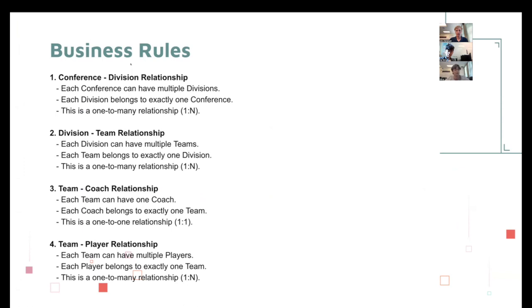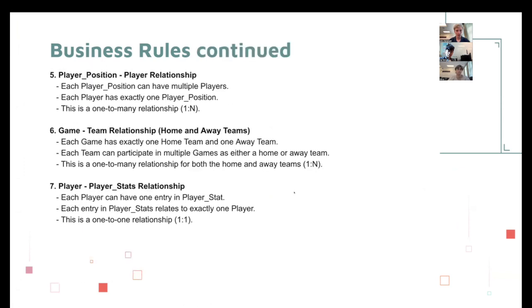And then number 4, we got the team to player relationship. Each team can have multiple players. Each player belongs to exactly one team. And that's a one-to-many relationship. Yeah. So then continuing our business rules here for our player position to player relationship, each position can have many players, but each player can only have one position. So that's a one-to-many relationship.